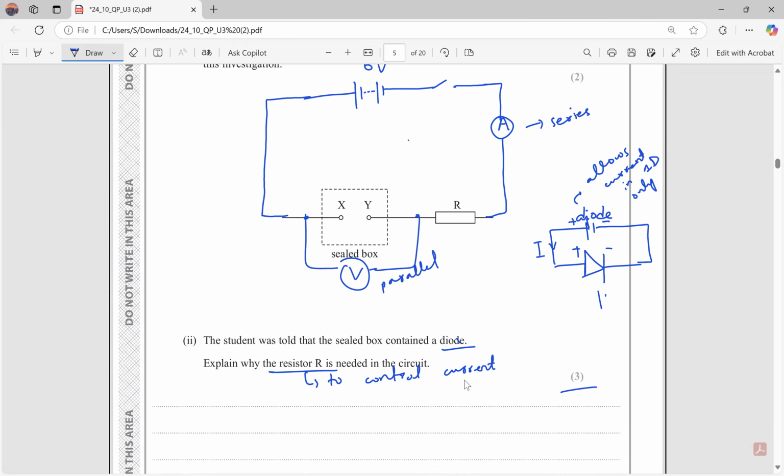But if you connect the diode in this way with the battery, so now the negative is connected to the positive and the positive is connected to the negative, now there will be a negligible current in the circuit, a very small current. We can almost say there is no current in the circuit. It's so small. The first configuration is called forward biased.